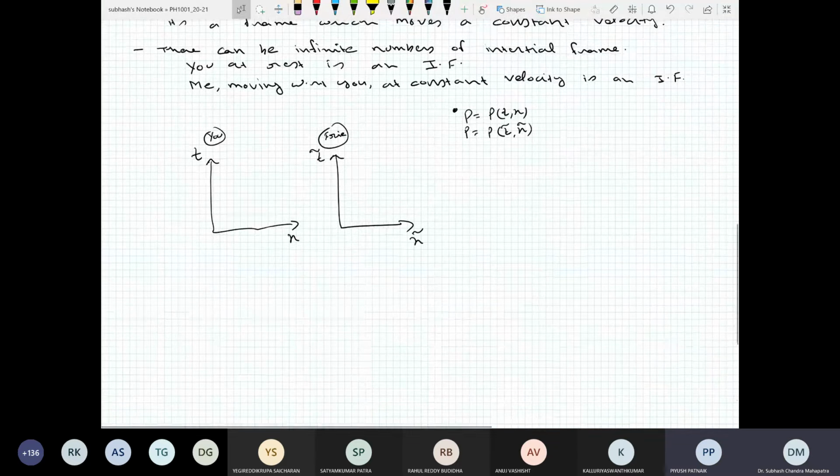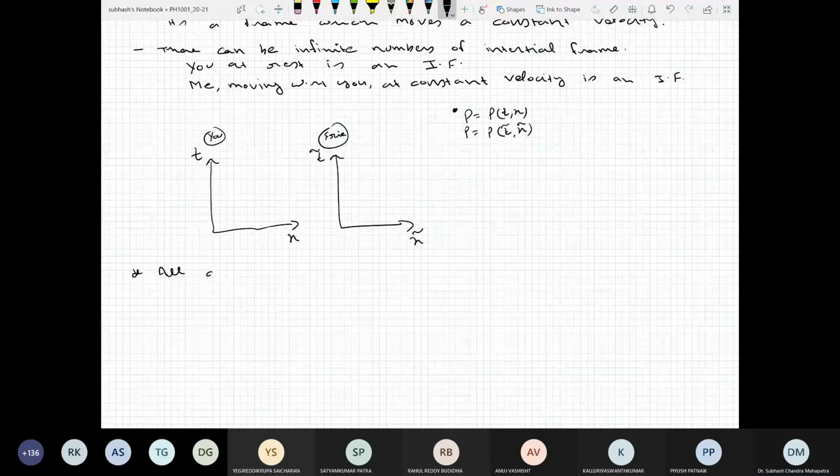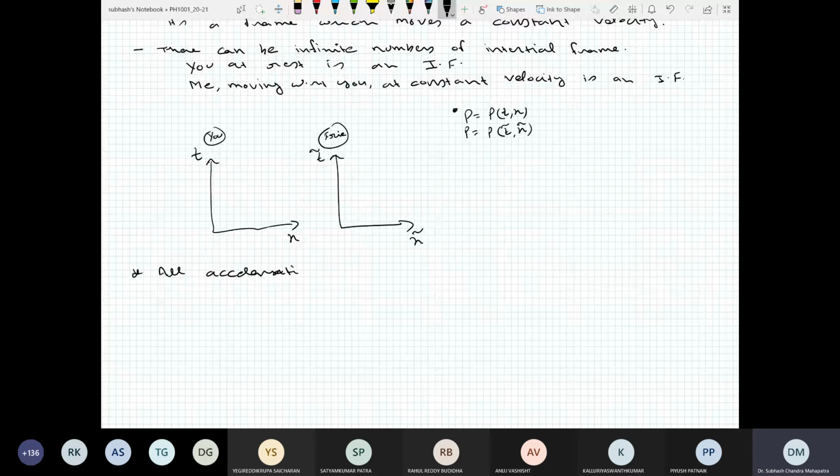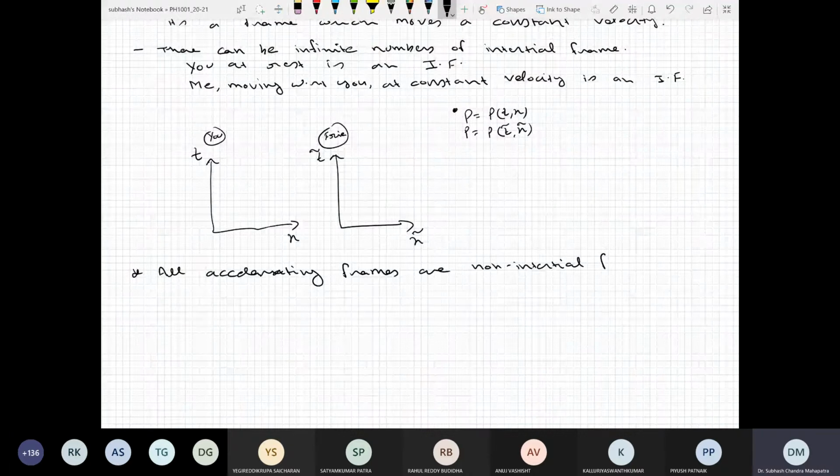Non-inertial frame. All accelerating frames are non-inertial frames. Non-inertial frame means accelerating frames. And the laws of physics do not hold in a non-inertial frame.